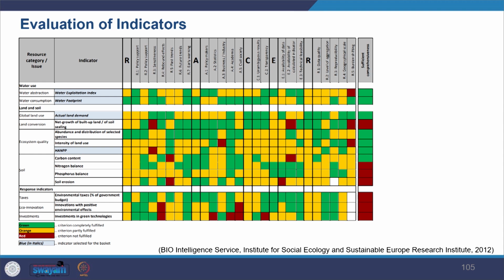And then you can see in this example how they're looking at resource efficiency. Green means criteria completely fulfilled within the policy support, within the sensitiveness. So with all the green you can prepare the matrix. Orange means criteria partially fulfilled, and red means criteria not fulfilled. So this is how you can even depict your findings for resource efficiency.